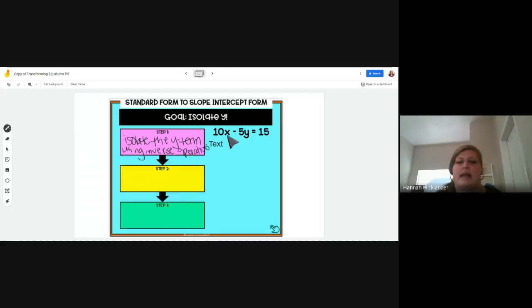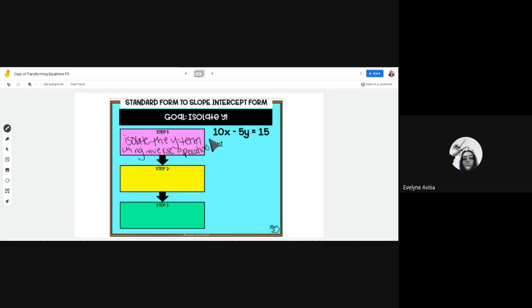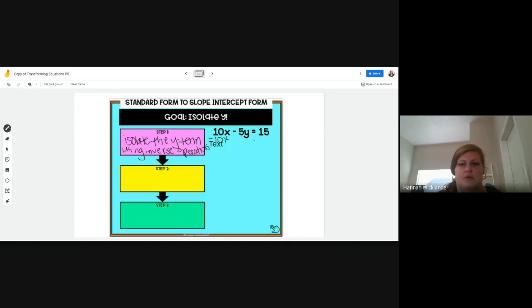Okay, so I have 10x minus 5y equals 15. So what is my first step going to be? Isolating the y term. How am I going to move this 10x to the other side of the equation? Subtract 10x from both sides. Yes, so I'm going to subtract 10x from both sides of my equation because what I do to one side of my equation, I must do to the other. So these 10s cancel, and I'm left with minus 5y equals 15 minus 10x.